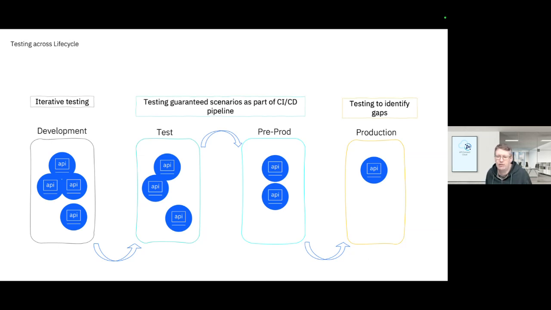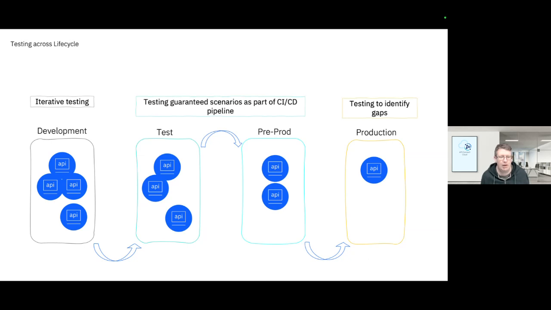So in development, where we're starting out building the API, we probably want to do some iterative testing along the way. We may have a new microservice that we're building. We may be replacing an existing one. Being able to test iteratively as we're developing helps us find edge cases as we go, and identify behaviors that aren't correct early in the process so that we're less likely to see those problems as they progress through the pipeline towards production.